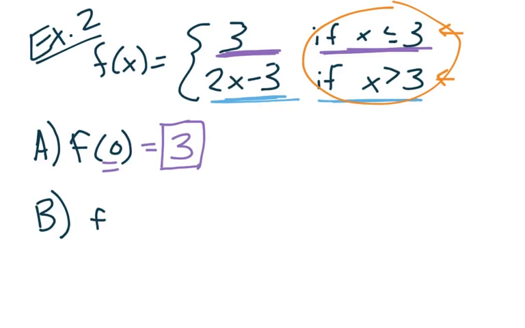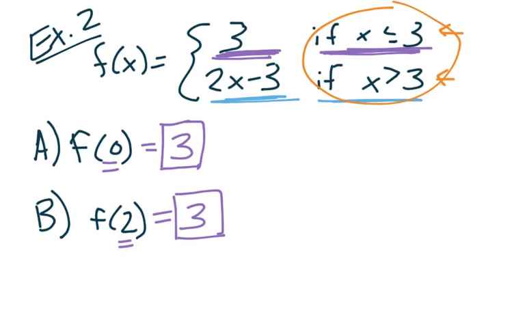Let's do f of 2. Again, we need to ask ourselves, is it less than or equal to 3 or greater than 3? It's less than or equal to 3, so that means I use this piece. There's no x there, so we just get 3 as our answer.